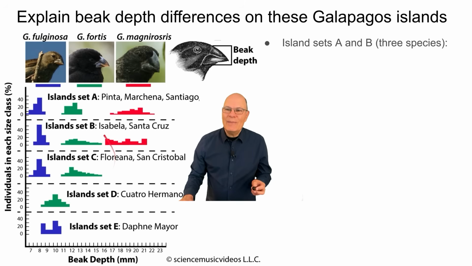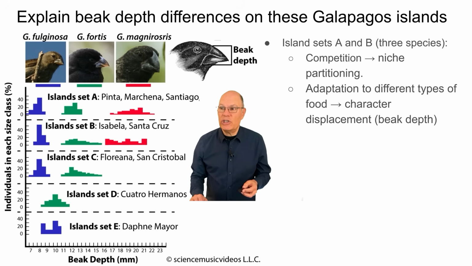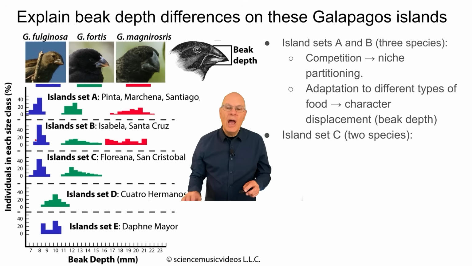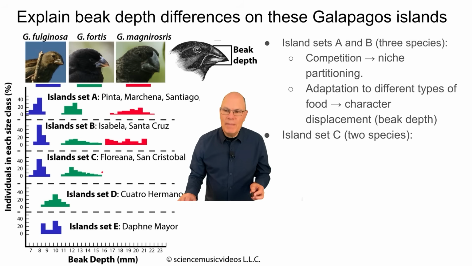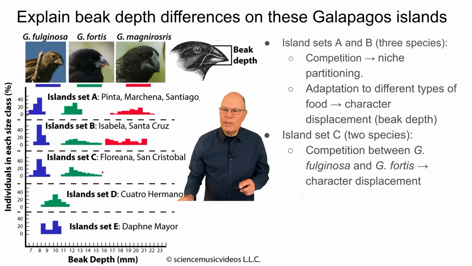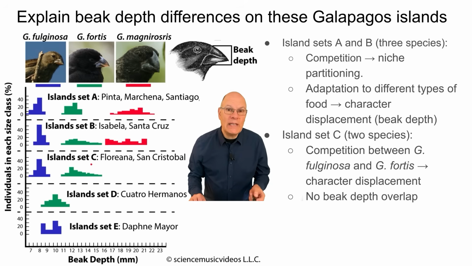On island set A and B over here, there are 3 species that are coexisting, and competition between those 3 is leading to niche partitioning, and adaptation to different types of food is leading to character displacement. So there's no overlap in the beak depth. We have the much larger beaks over here, the medium-sized, and the smaller size over here. On island set C, one of the species, G. magnorostris, is missing, but because there's still competition between these 2 species, G. fulginosa and G. fortis, there is character displacement and there's no beak depth overlap.